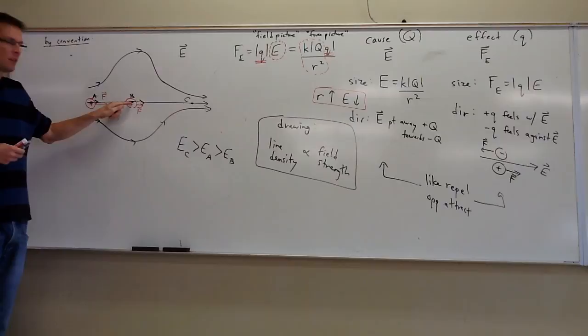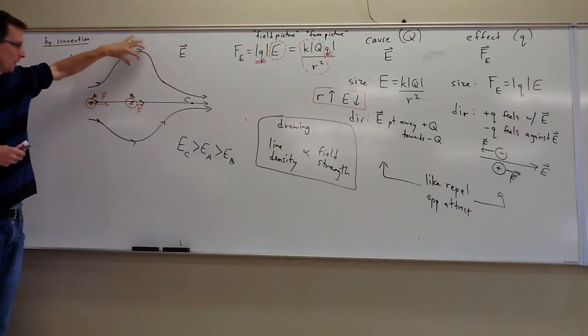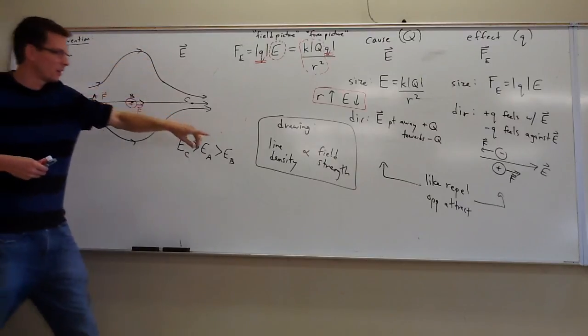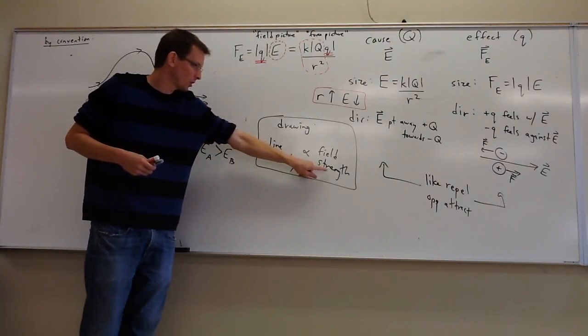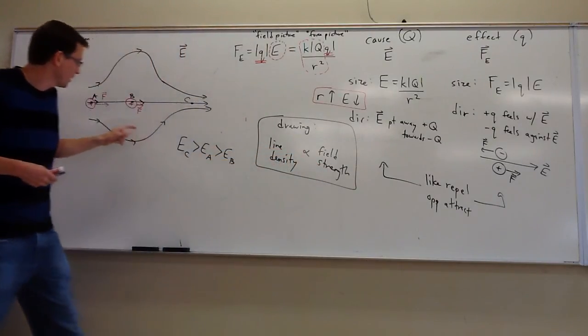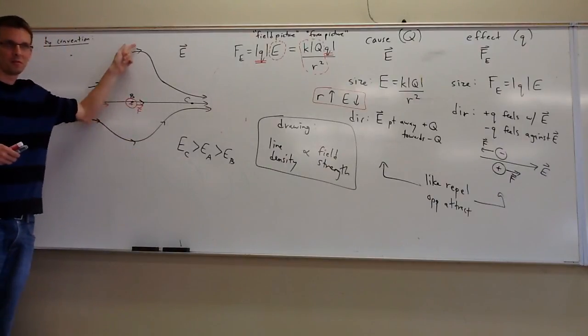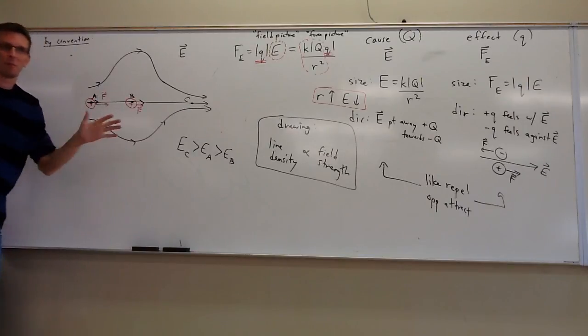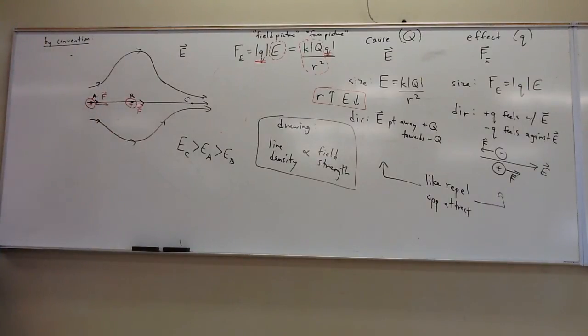At point B, the weakest field, because the line density here is the lowest, right? Remember that the field will be stronger if the lines are closer together. In point B, the lines are the furthest apart, right? So the neighboring lines are further apart. That indicates a weaker field.